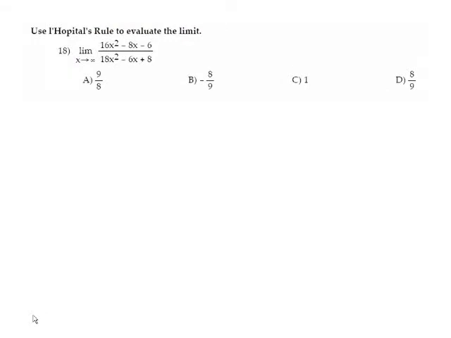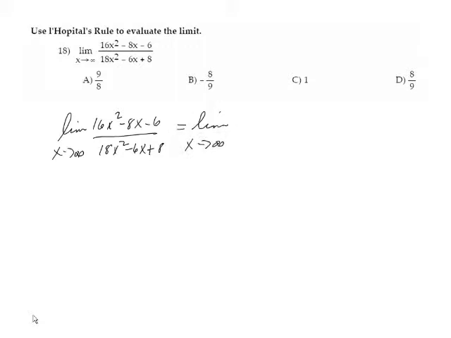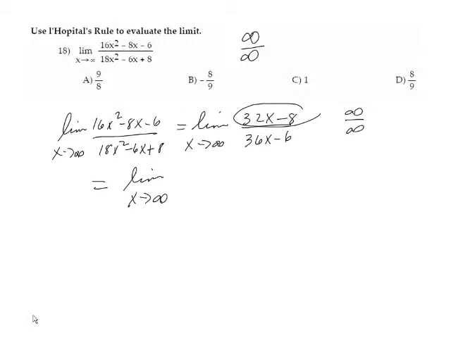Number 18 is using L'Hopital's rule again, and here we say that the limit of 16x squared minus 8x minus 6 over 18x squared minus 6x plus 8 as x approaches infinity is equal to the limit as x approaches infinity. Notice the indeterminate form is infinity over infinity, so L'Hopital's rule does apply. So we take the derivative of the numerator and denominator, we get 32x minus 8 over 36x minus 6. We still get infinity over infinity, so we do it one more time. We take the limit as x approaches infinity of the derivative of the numerator, which is 32, over the derivative of the denominator, which is 36, and we get 32 over 36, equal to 8 over 9, which is answer D.